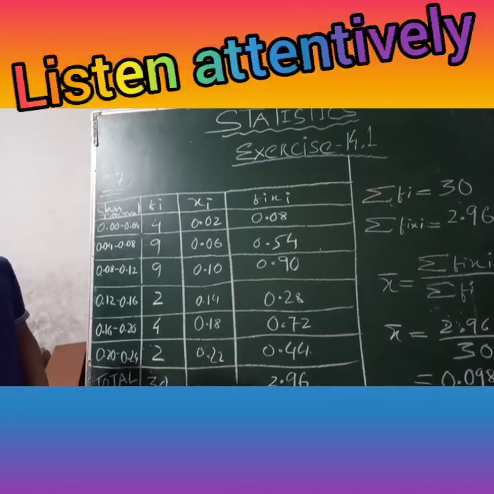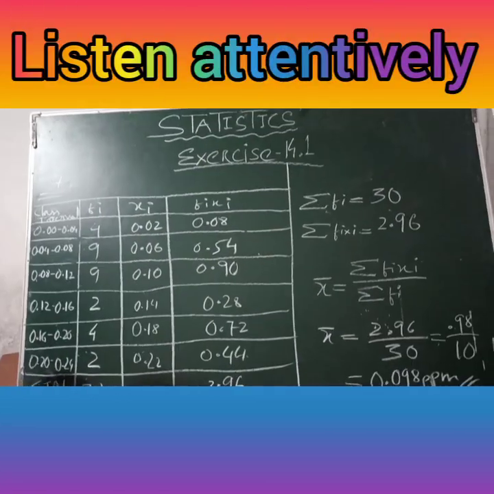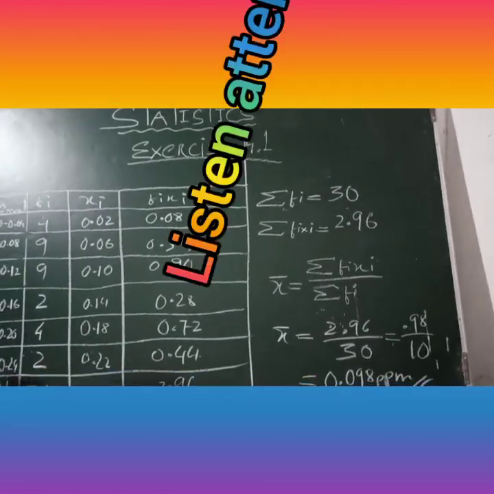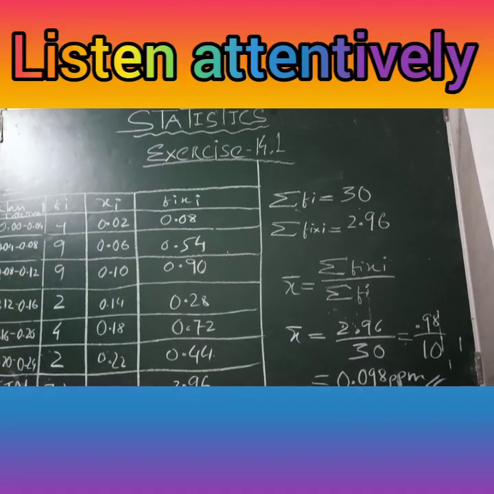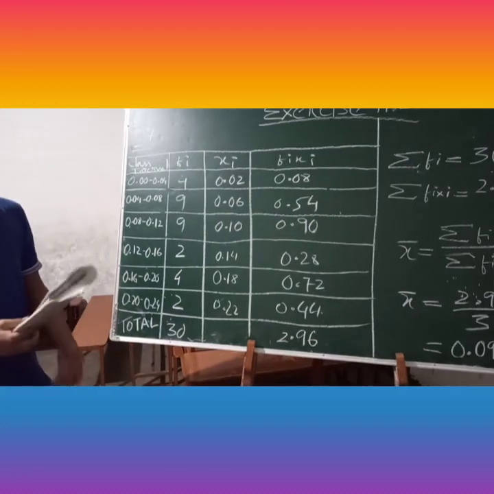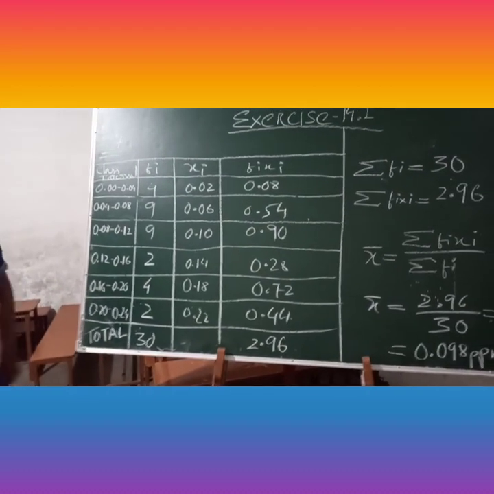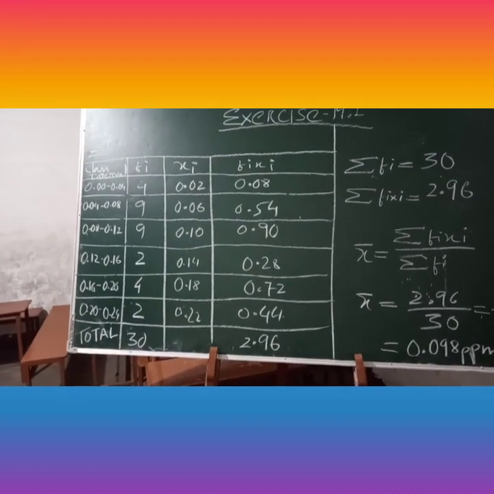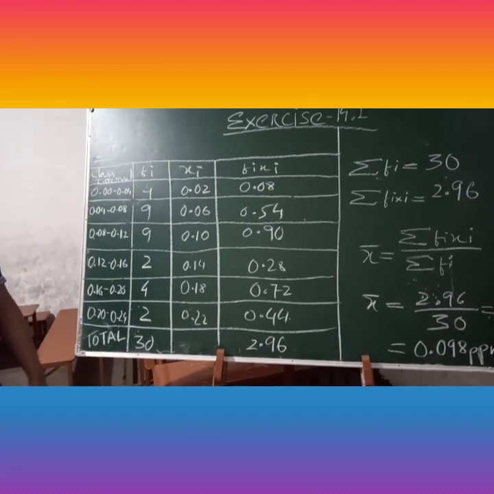Yes, summation of this one. So now we have got total summation of Fi equal to what? 30. And summation of Fi into Xi equal to 2.96. It is given from the table. That means we already found this one.